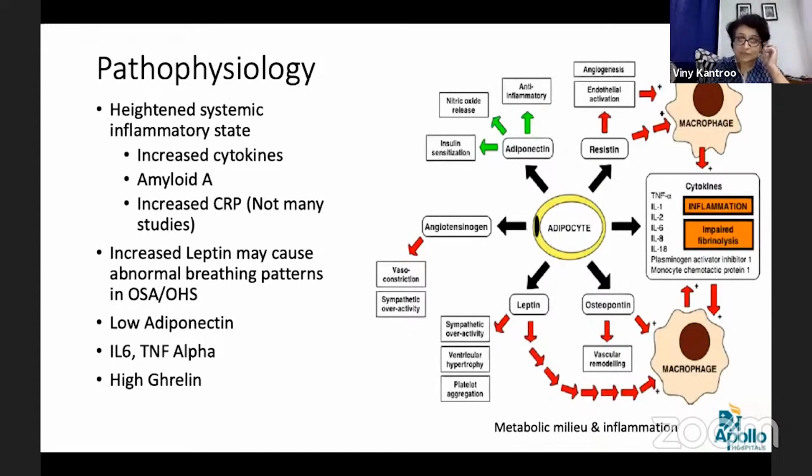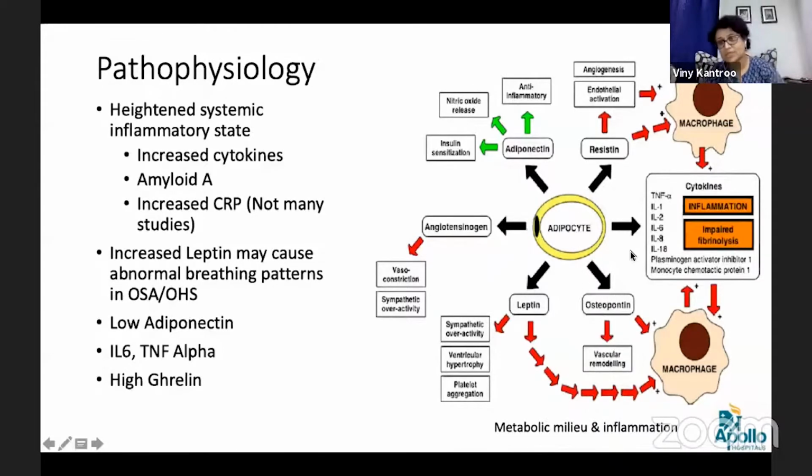The pathophysiology of obesity as well as OSA is quite overlapping in the form of the metabolic milieu and inflammation, which is caused in both and leads to a heightened systemic inflammatory state, manifested in increased cytokines: IL-6, IL-1, IL-18, and tumor necrosis factor. There can be increased levels of amyloid A as well as CRP, but the CRP has not been corroborated in many studies. Now you can see in this slide the adipocytes which are altered in patients with obesity and OSA. They lead to a lot of production of factors such as resistin, adiponectin, angiotensinogen, leptin, osteopontin, and various others.